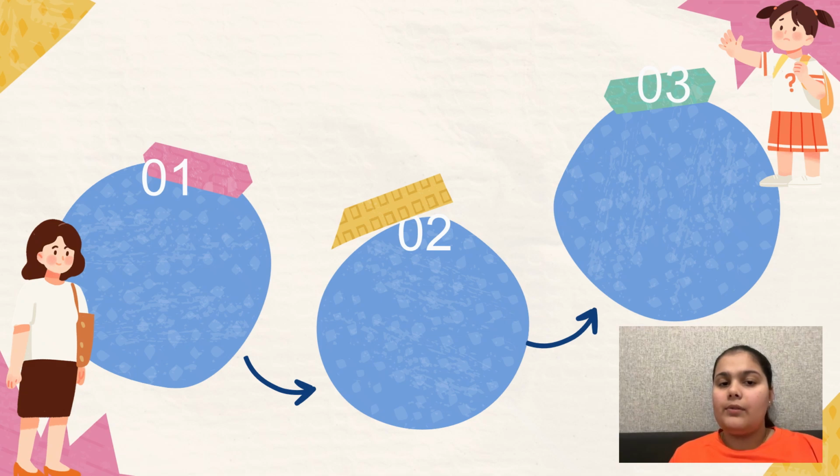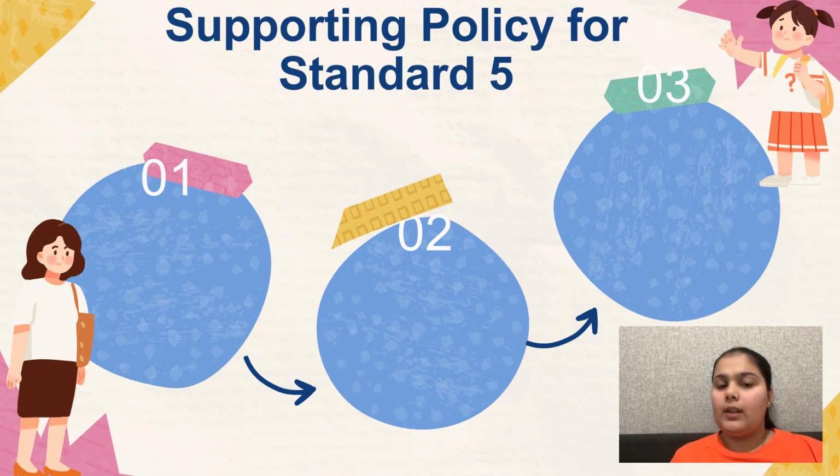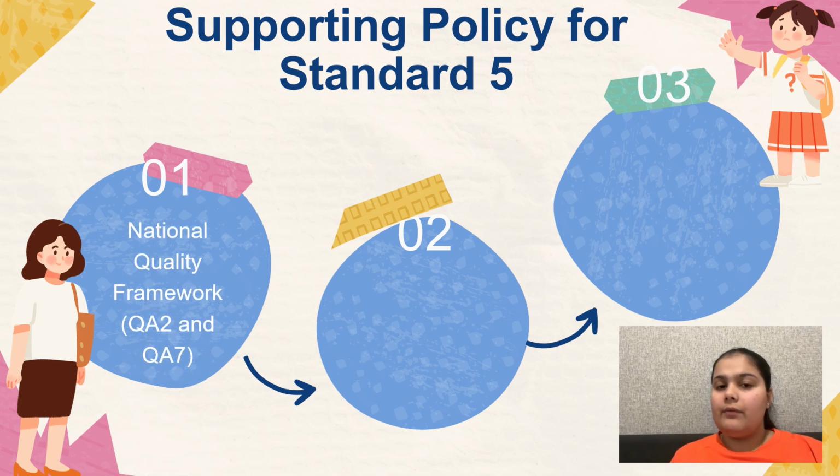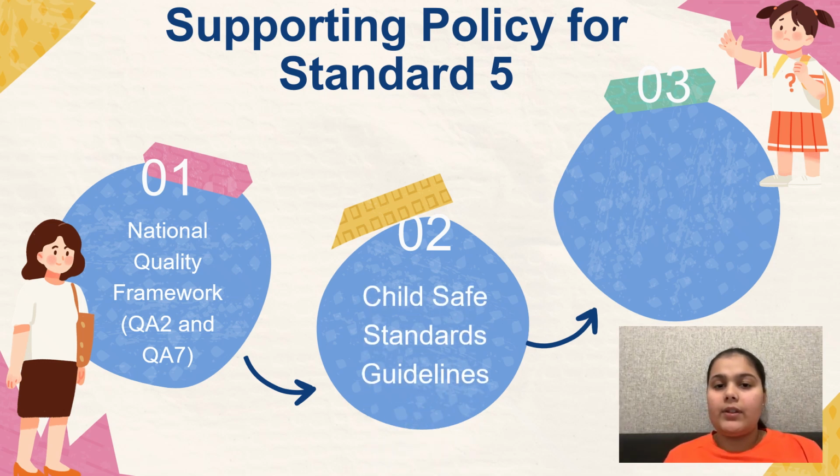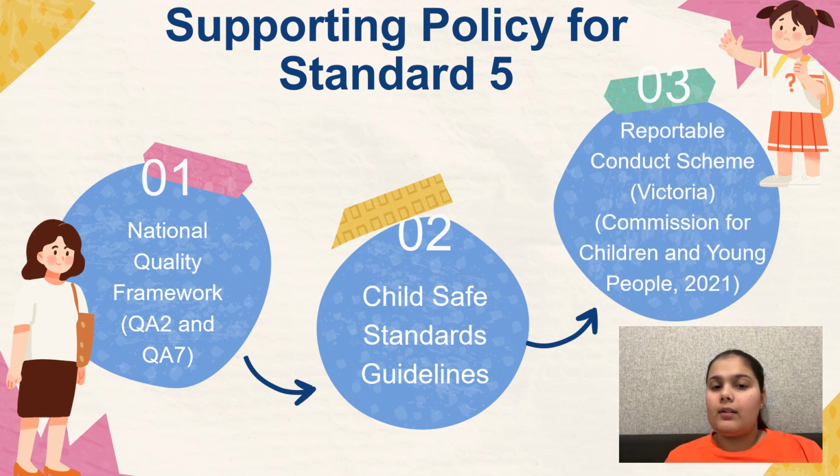Now, on to slide 20. What policies support this standard? Some key ones include the National Quality Framework, especially Quality Areas 2 and 7, the Child Safe Standards Guidelines, which give us best practices, and the Reportable Conduct Scheme in Victoria, which makes it clear that concerns must be followed up. These policies help keep children safe and hold adults accountable.